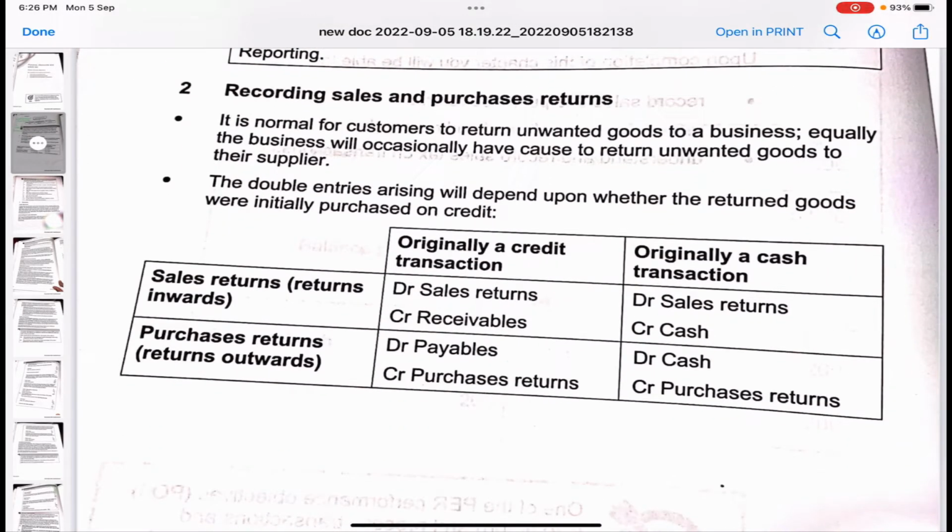It is normal for customers to return unwanted goods to a business. Equally, the business will occasionally have to return unwanted goods to the supplier. The double entries arising will depend upon whether the returned goods were initially purchased on credit.